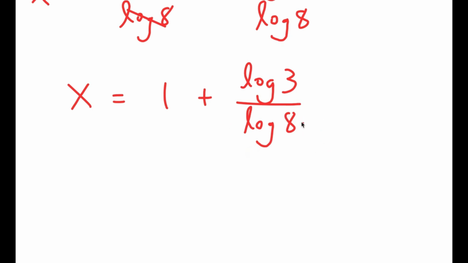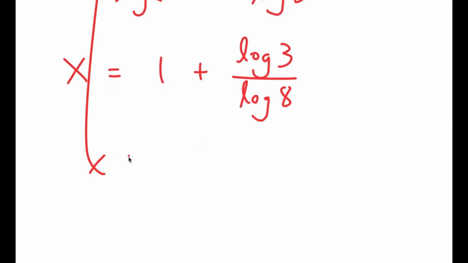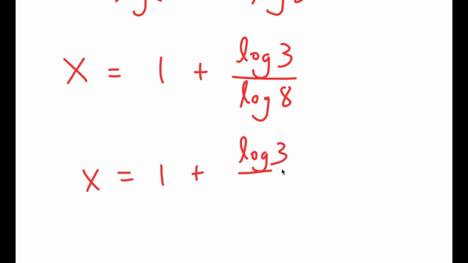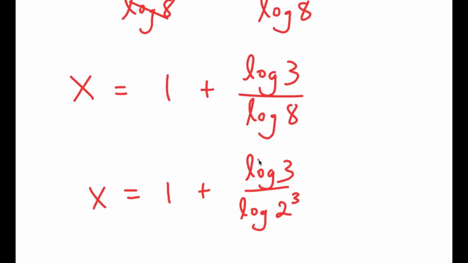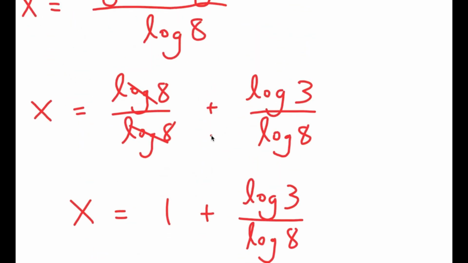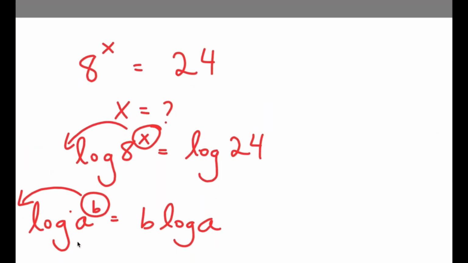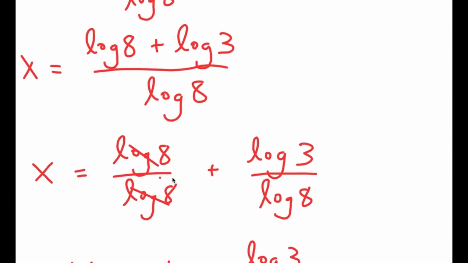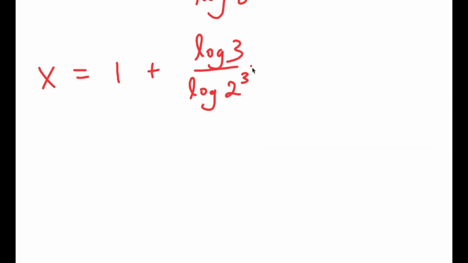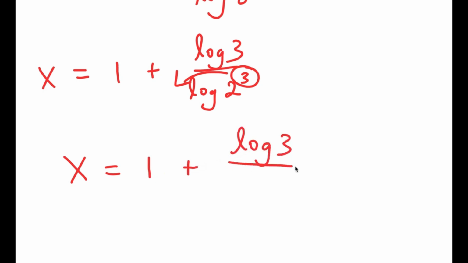Now, log of 8, I'm going to rewrite as log of 2 to the power of 3. And again, remember how if I have something in the form log of a to the power of b, this is equal to b times log a. So log of 2 to the power of 3 can move the 3 to the front, so this turns to 1 plus log 3 over 3 times log 2.